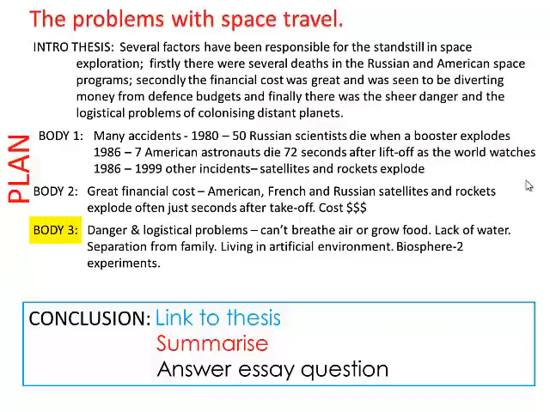So it's not possible to breathe air or to grow food in outer space. There's a lack of water. People travelling into space will be separated from the family. They'll be living in an artificial environment. And here we could talk about the Biosphere 2 experiments.